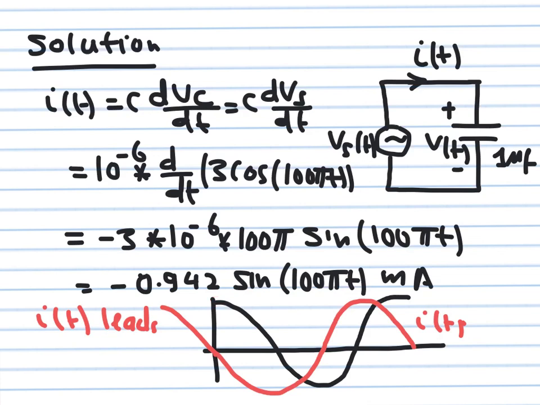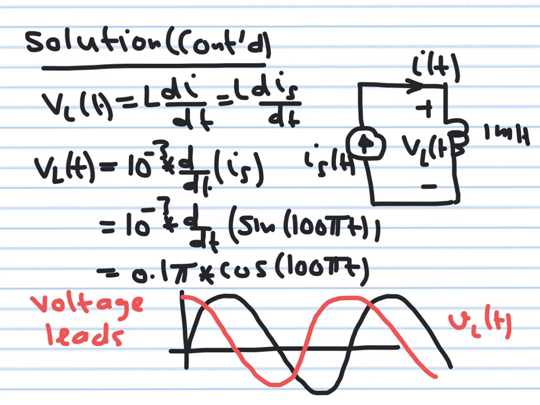So we say that for a capacitor, the current leads the voltage by 90 degrees. And remember, a minus sine waveform leads a cosine waveform by this angle, and this angle is 90 degrees. Very important to remember this.